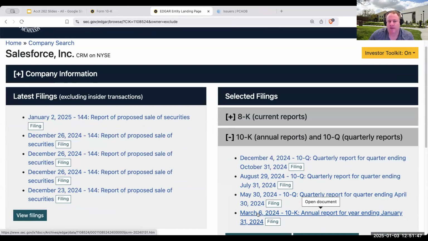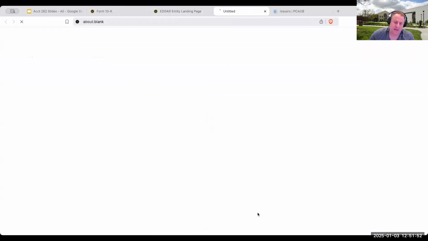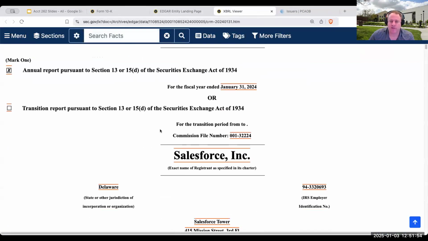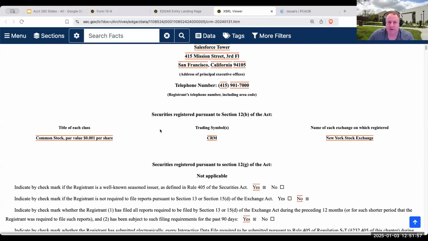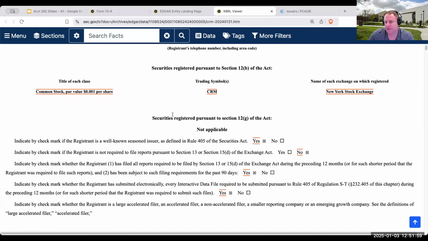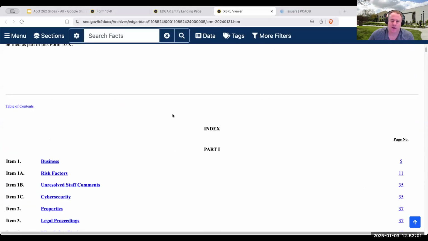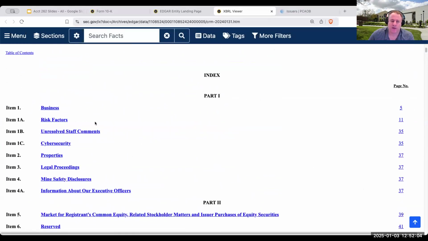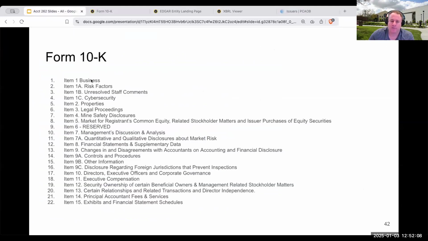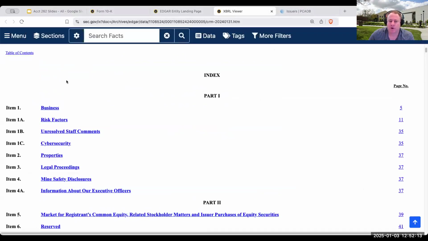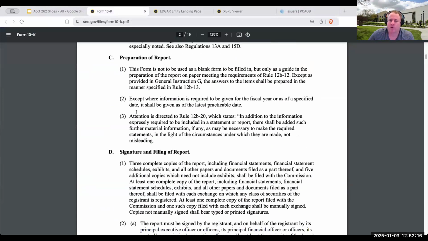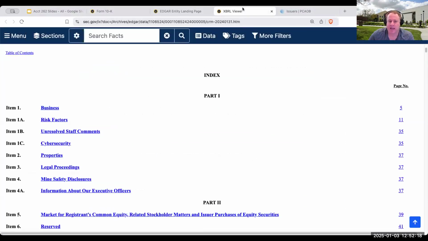I'm assuming that is because they're more than likely helping out retailers, and therefore they're going to have an off-market year or a delayed year. So as we come over here and take a look at this, you'll see all of these different items like business, risk factors, unresolved staff comments. This is all going to parallel the requirements of the 10-K as outlined by the SEC.